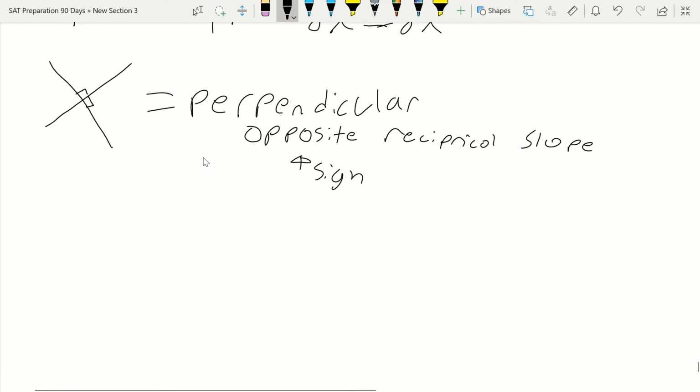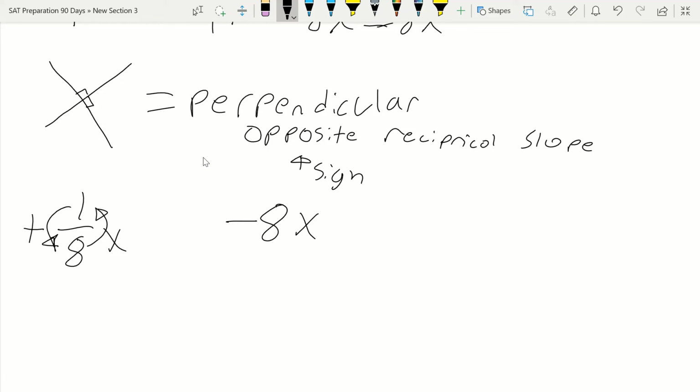So let's say that the slope of our first equation is 1 over 8x, and we're asked for the slope of a perpendicular line to that. The first thing we're going to do is flip our sign. Our sign over here is positive, so we have to flip it to negative for our perpendicular line. The next thing we have to do is flip this 8 up top and flip our 1 down below. That's called taking the reciprocal. So our slope for our perpendicular line would be negative 8x, and the slope of the line that's perpendicular to our negative 8x line is going to be positive 1/8x.